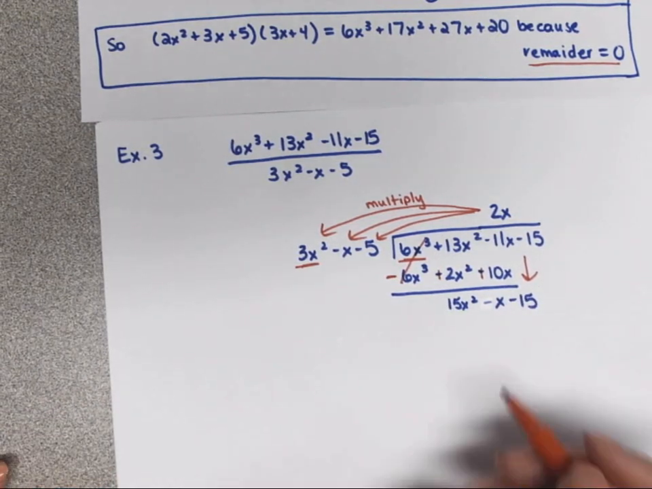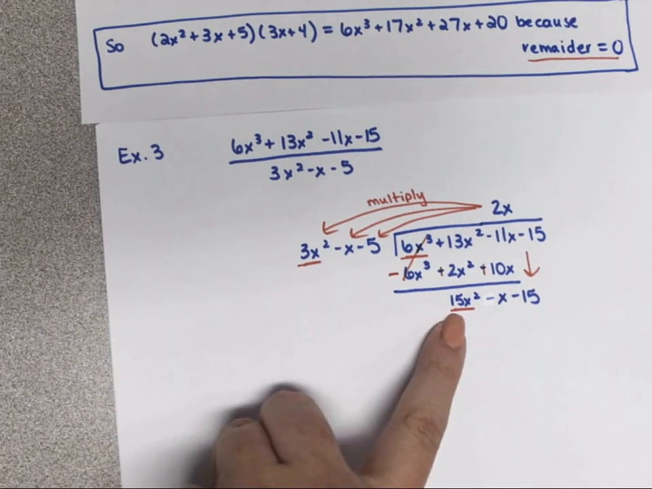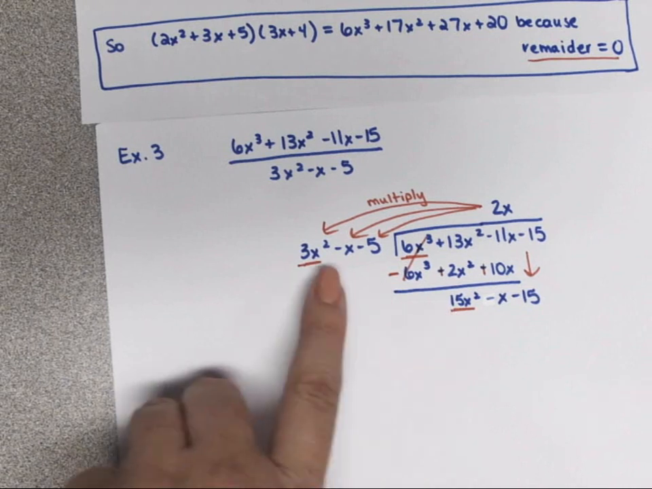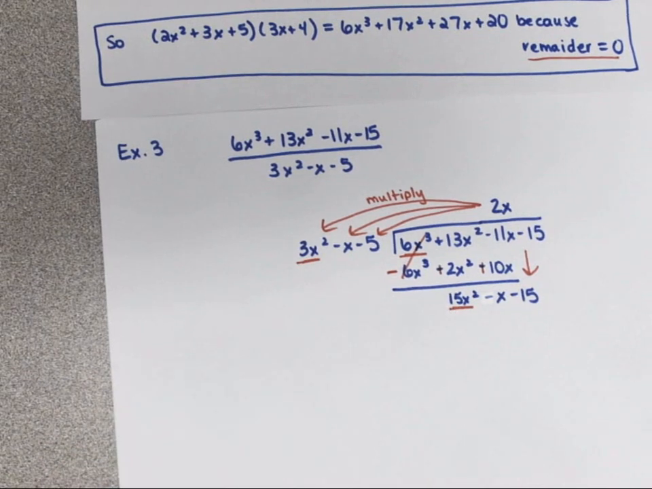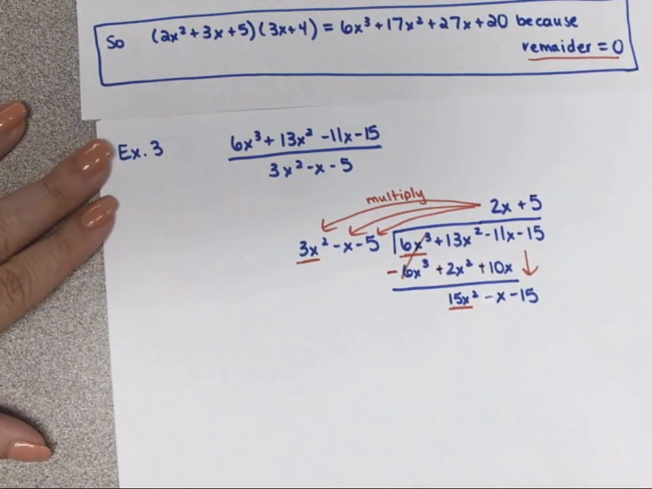So I'm almost done after this step because I don't have any more numbers to bring down or any more x value things to bring down. So now what? I asked myself, what would happen if I divided 15x squared by 3x squared? And what's the answer? What is 15x squared divided by 3x squared? Just a regular old 5, right? Just the 5 goes there.